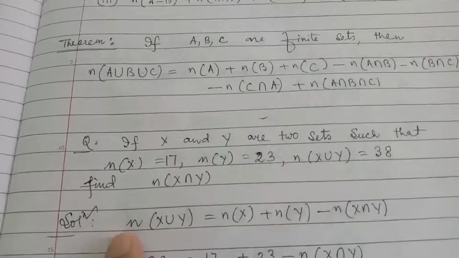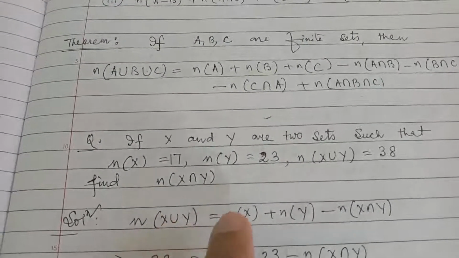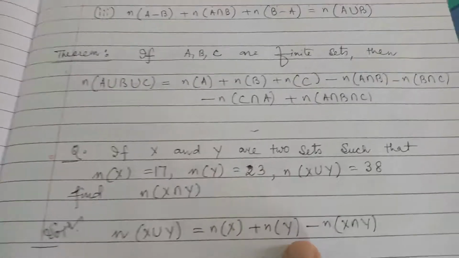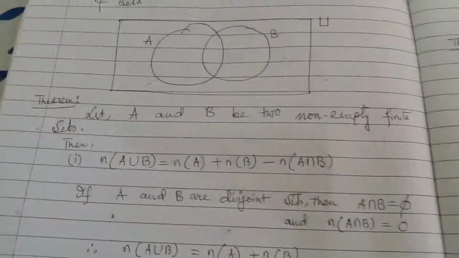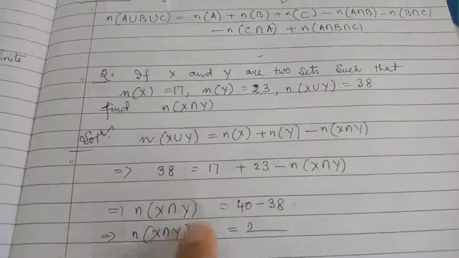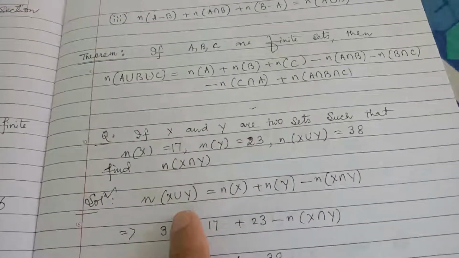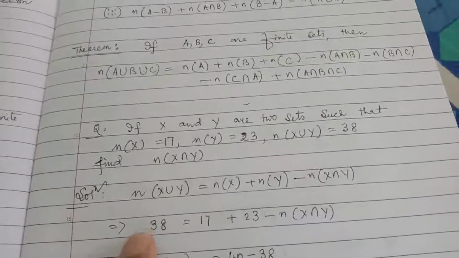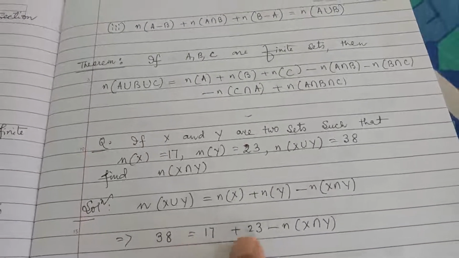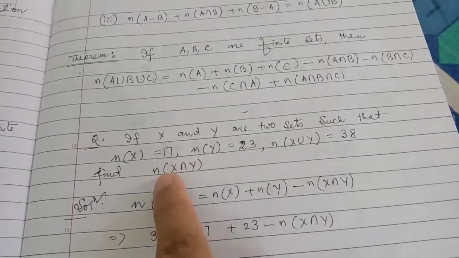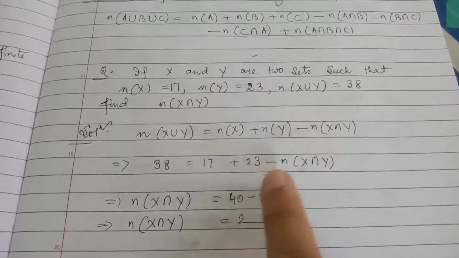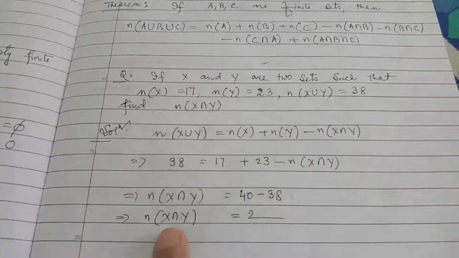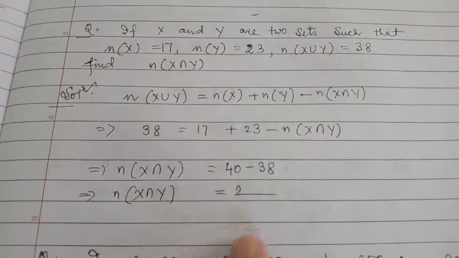We know the number of elements in X union Y equals n(X) plus n(Y) minus n(X intersection Y). This is the theorem we got here. So let us use this one. X union Y equal to 38. Let us put the values that are given: 38, 17, 23, and we have to find the number of elements in X intersection Y. I have calculated this simplification. After simplification, n(X intersection Y) is equal to 2.